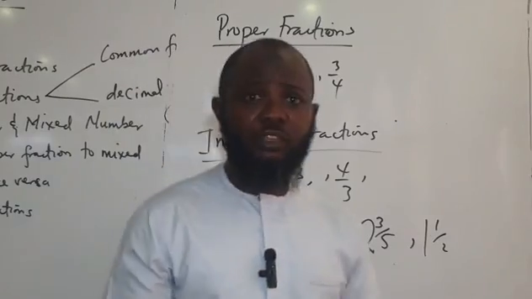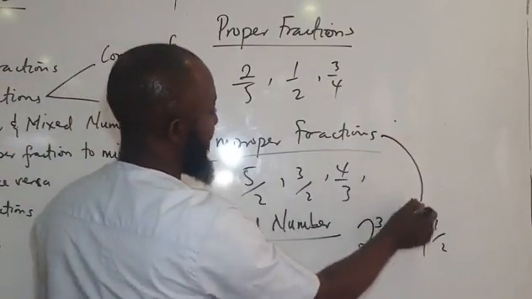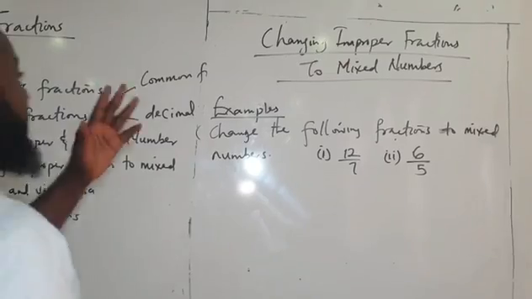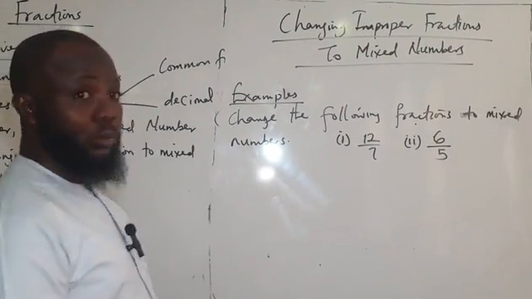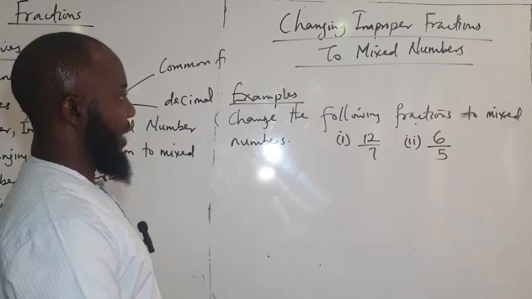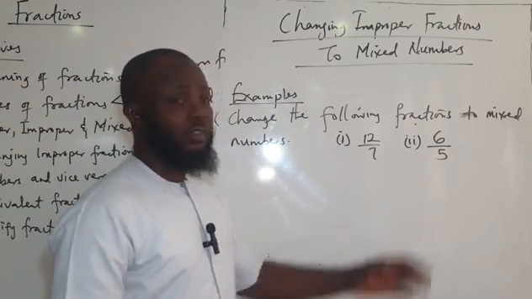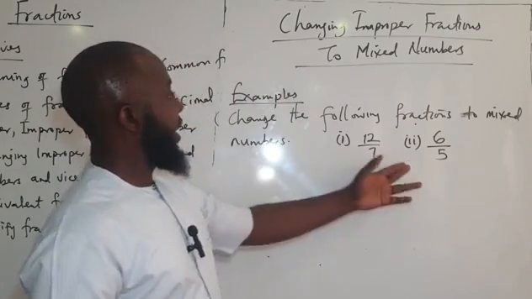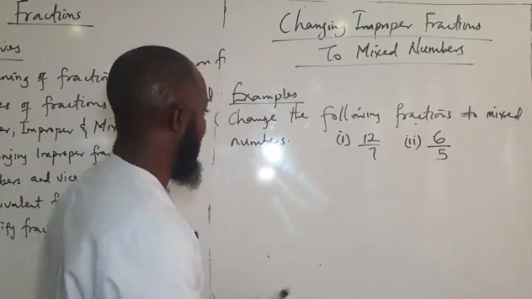Now the next stage is for us to look at how we move from this place to this place and this one from that. Changing improper fractions to mixed numbers. So how do we do that? That's what we want to learn here. So examples, change the following fractions into mixed numbers. We have 12 divided by 7, 6 divided by 5. You can see this one is improper, 12 over 7 is also improper. How do we do that?